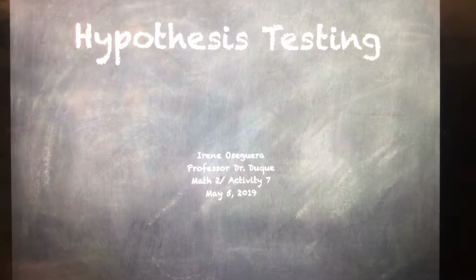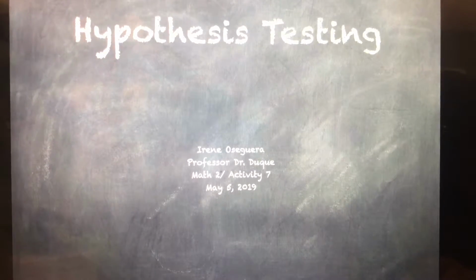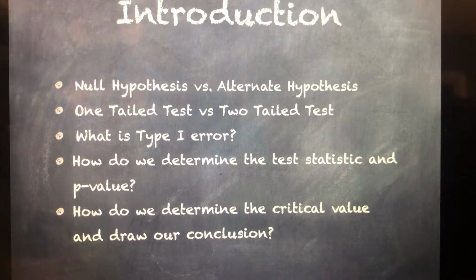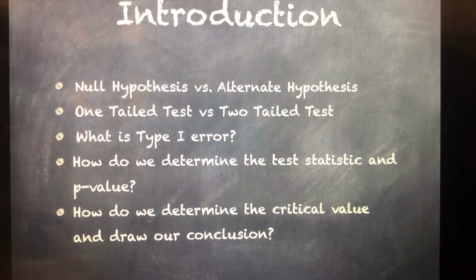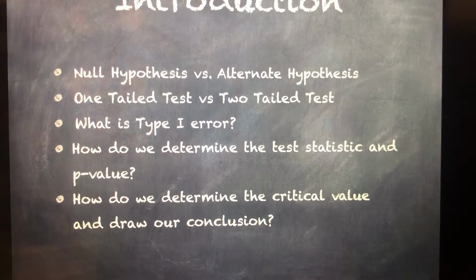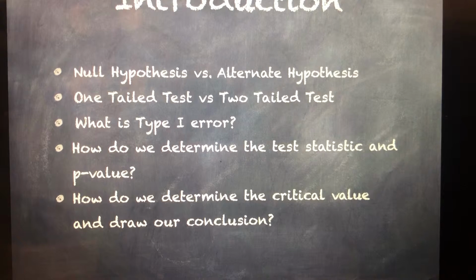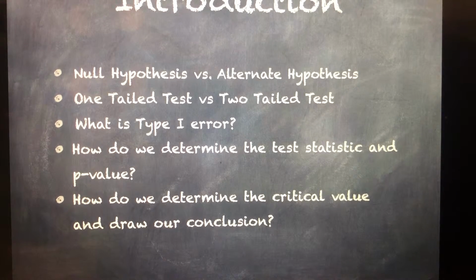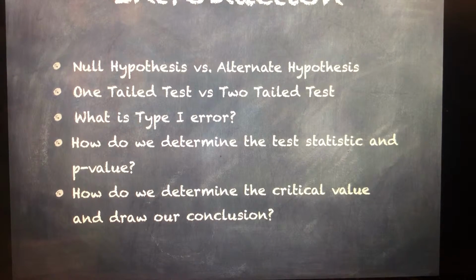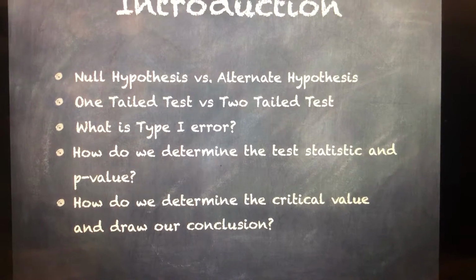So today we will be going over hypothesis testing. We will be talking about the differences between a null hypothesis versus an alternate hypothesis, one-tailed test versus two-tailed test, what is type 1 error, how do we determine the test statistic and p-value, and how we determine the critical value and draw our conclusion.